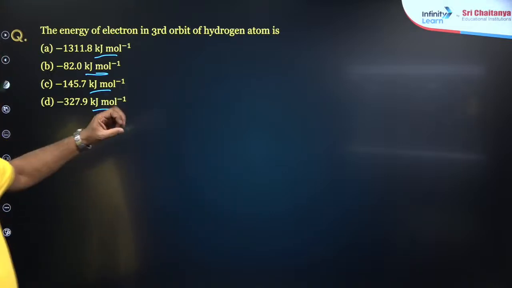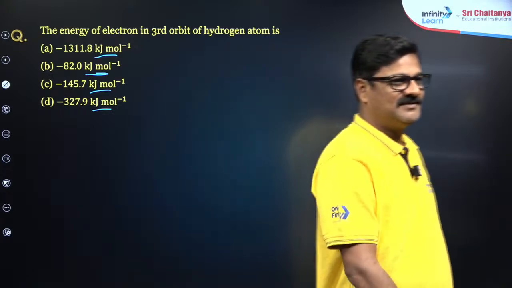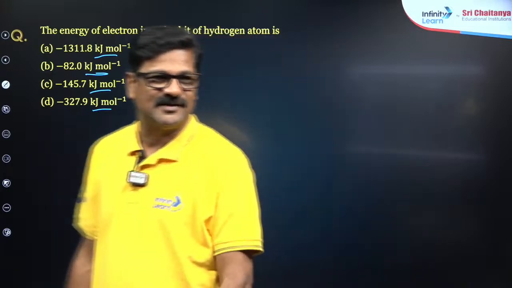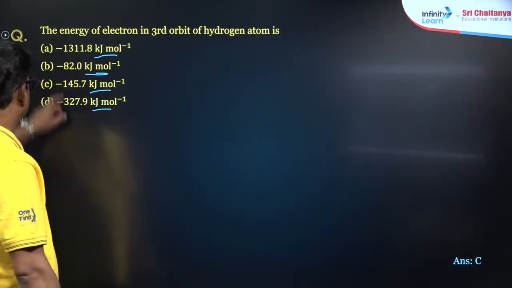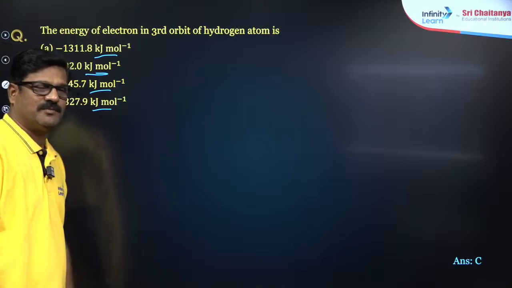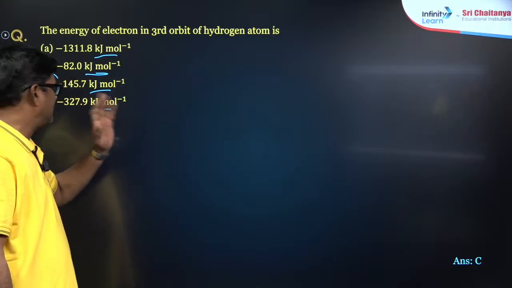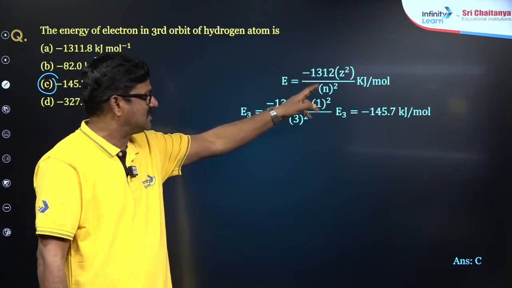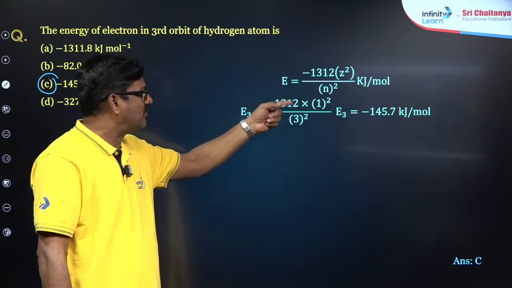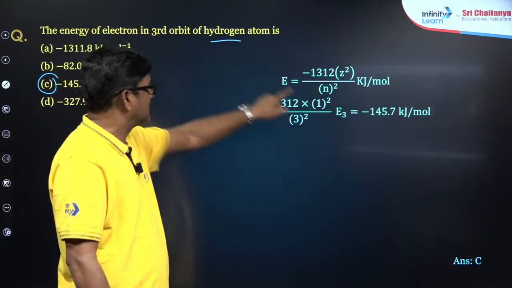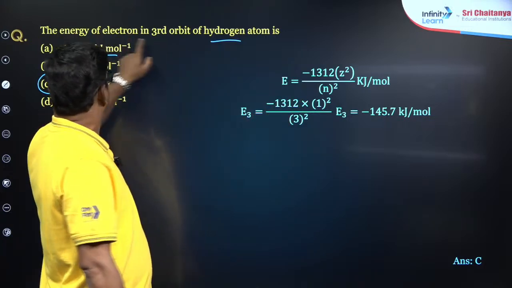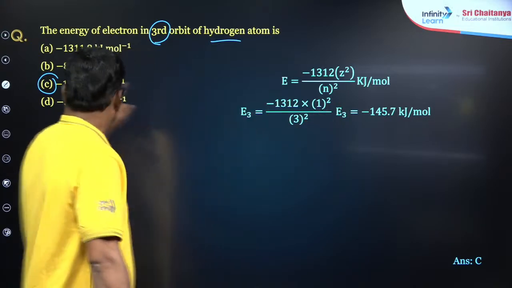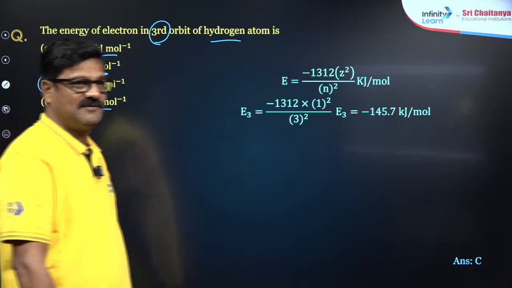So इसका आंसर क्या होगा? जल्दी बताओ. You solve it. Now the answer comes to be minus 145.7 kilojoule per mole. इसका आंसर आएगा. So energy is equal to minus 1312 into z square by n square. Third orbit का बोला हाइड्रोजन, इसका हाइड्रोजन z is equal to 1. Third orbit का बोला, so it is going to be 3 square. On solving it is going to be minus 144. It is going to be C.